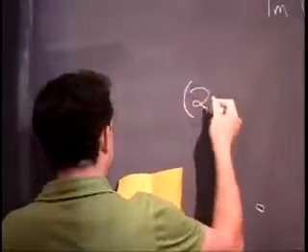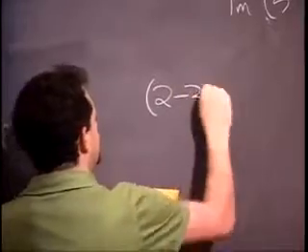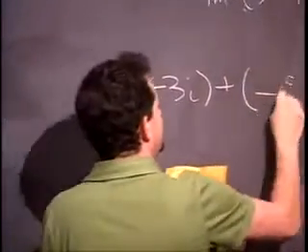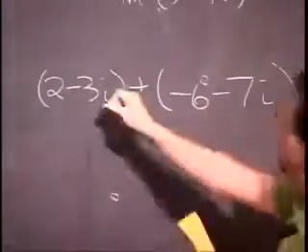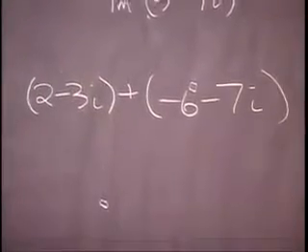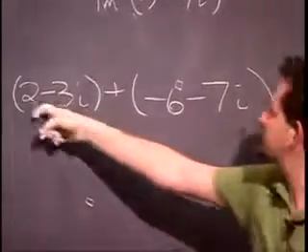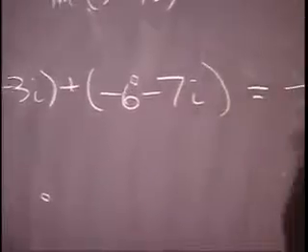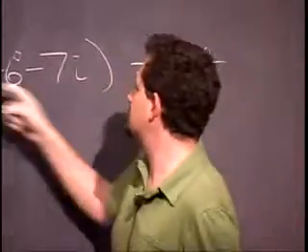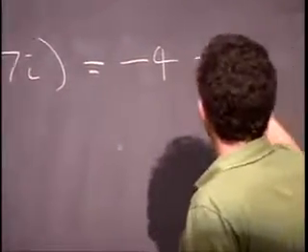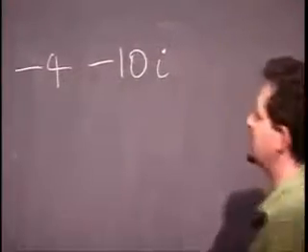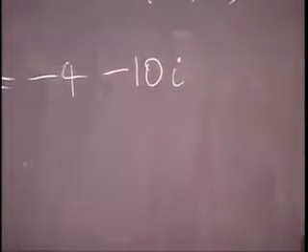You can add and subtract complex numbers in a fairly obvious way. Here's an example. 2 minus 3i plus minus 6 minus 7i. These are two complex numbers that I want to add together. I just add the real parts. 2 minus 6 is minus 4. And then I add the imaginary parts. Minus 3 minus 7 outside of i is minus 10i. The same thing for subtraction. There's not too much to it.